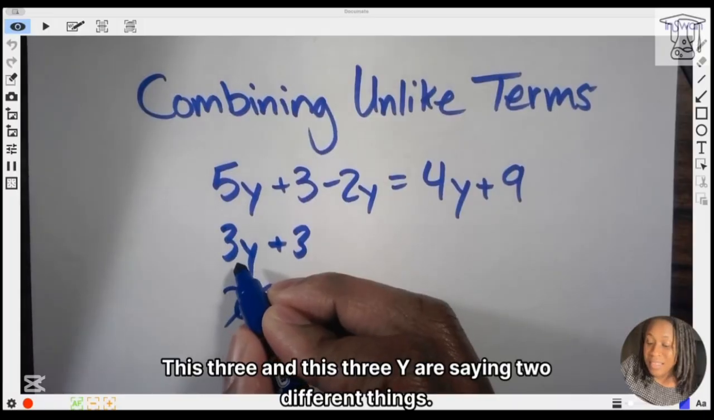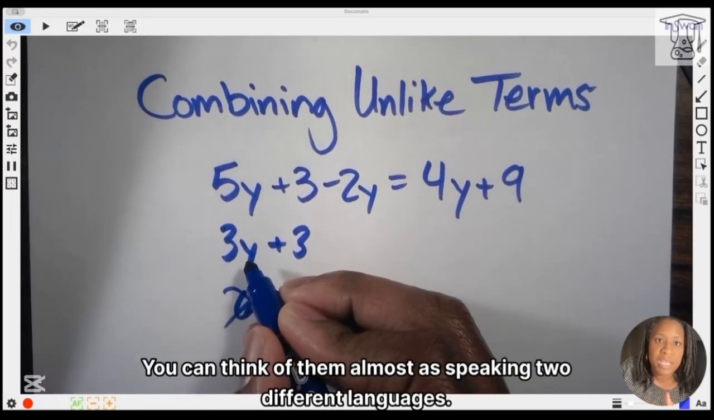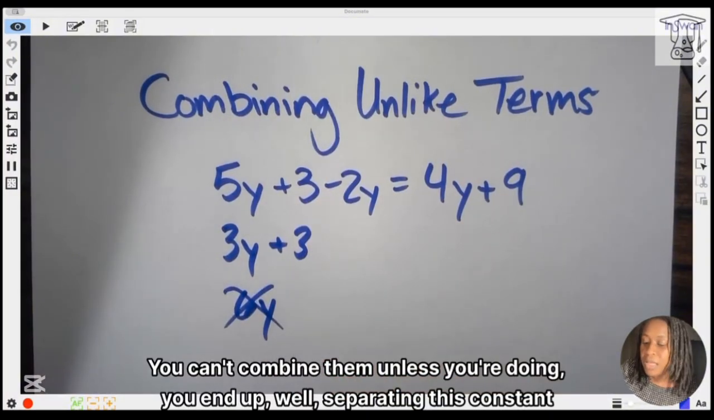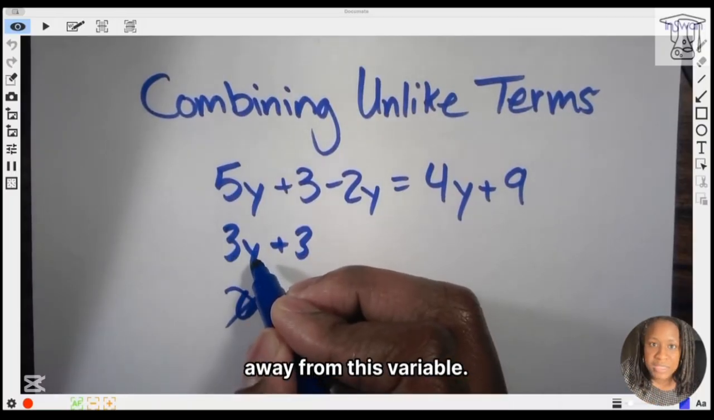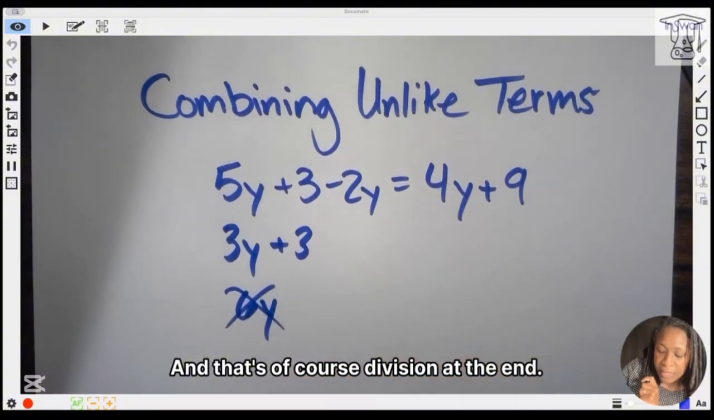This 3 and this 3y are saying two different things. You can think of them almost as speaking two different languages. Don't combine them. You can't combine them unless you end up separating this constant away from this variable. That's the only way you can do that, and that's, of course, division at the end.